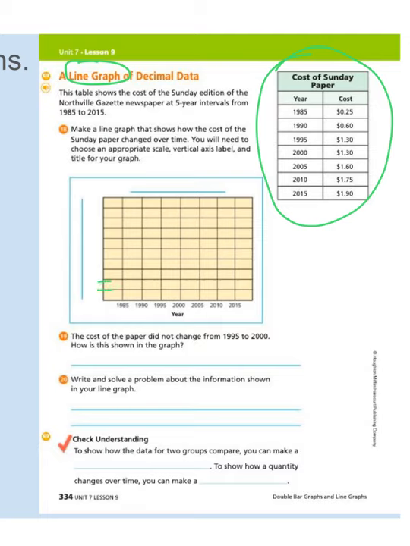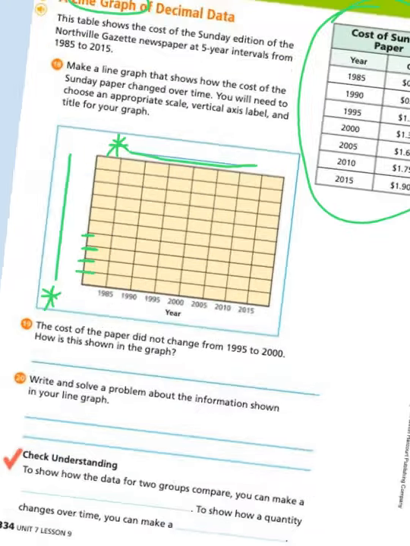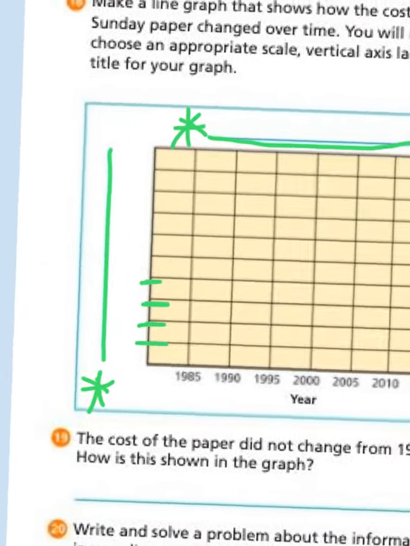So the scale is going to go here. You're going to need to choose a vertical axis label, that goes here, and a title. And then the title I'm going to let you pick, and the vertical axis label, I'm going to let you pick that also. Let's look at the scale though for this one. It looks like it costs anywhere from 25 cents all the way up to $1.90, so almost $2. So our scale is going to have to be in decimal amounts.